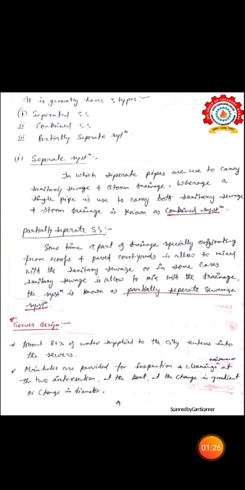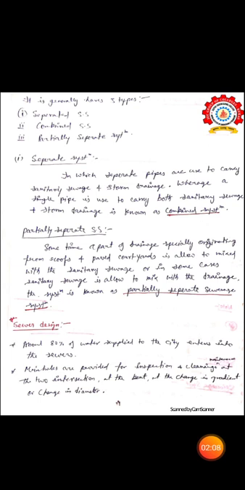The sewerage systems are of three types: number one, separate system; number two, combined system; number three, partially separate system. In the separate system, the sanitary sewage and storm drainage flow separately through separate conduits. In the combined sewage system, both wastewaters flow through a combined pipe. In the partially separate system, sewage flows partially, meaning sometimes combined and sometimes separately.